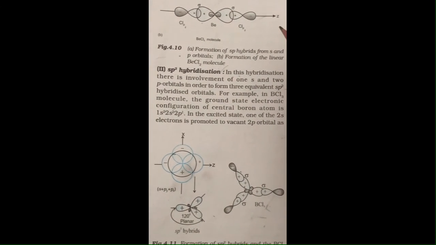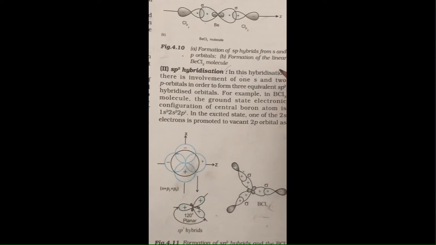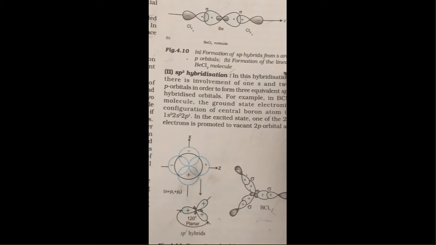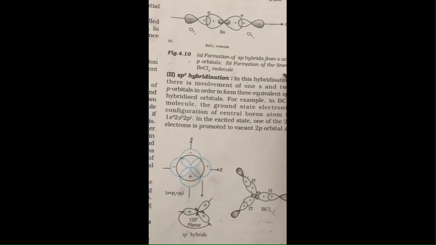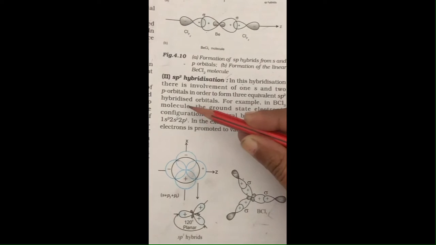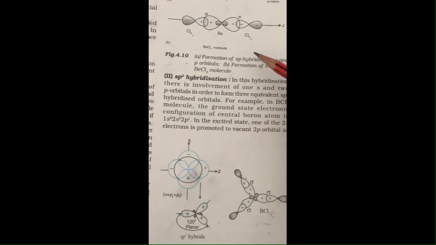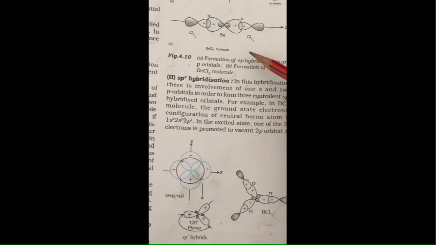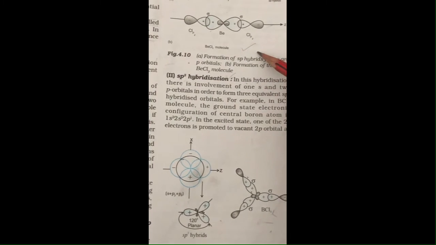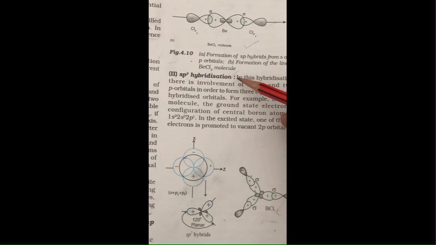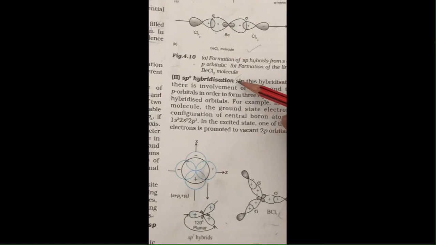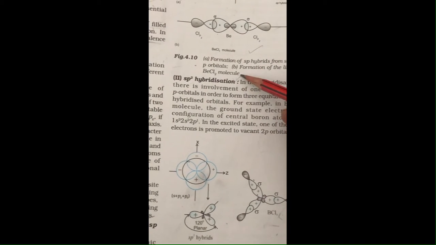Hello students, in our previous lecture we discussed the concept of hybridization and the first type of hybridization, that is sp hybridization. With the help of an example, we discussed the beryllium chloride molecule, and today we are going to start with our next type of hybridization, that is sp2 hybridization.